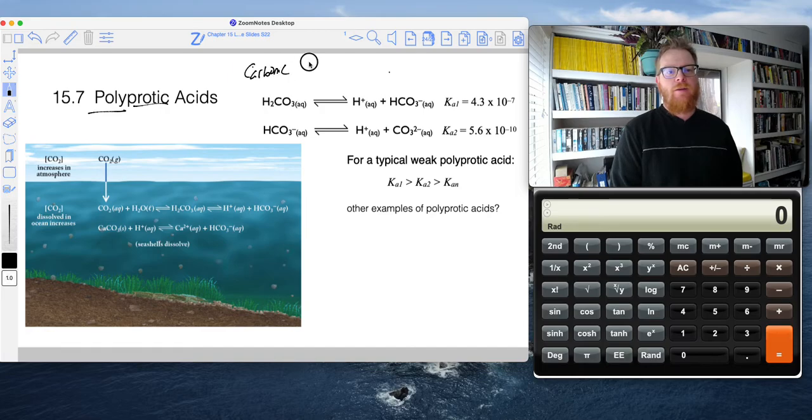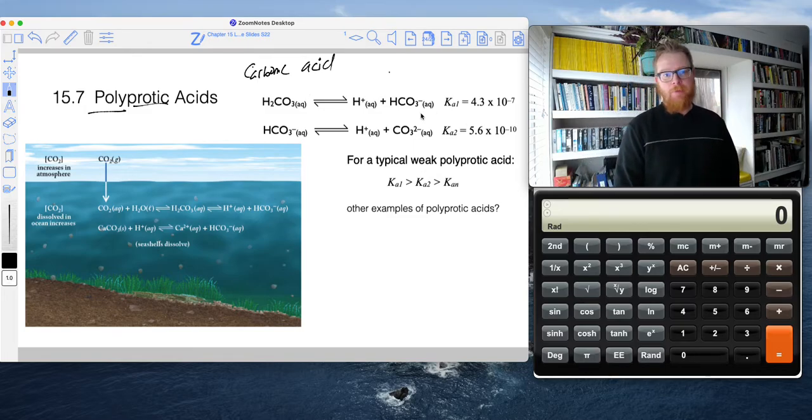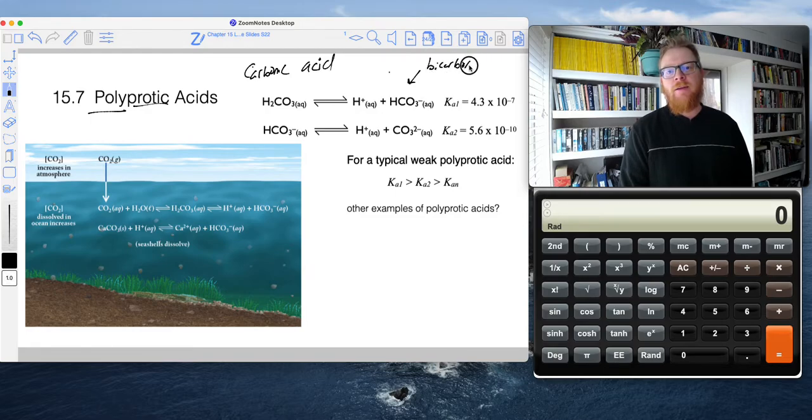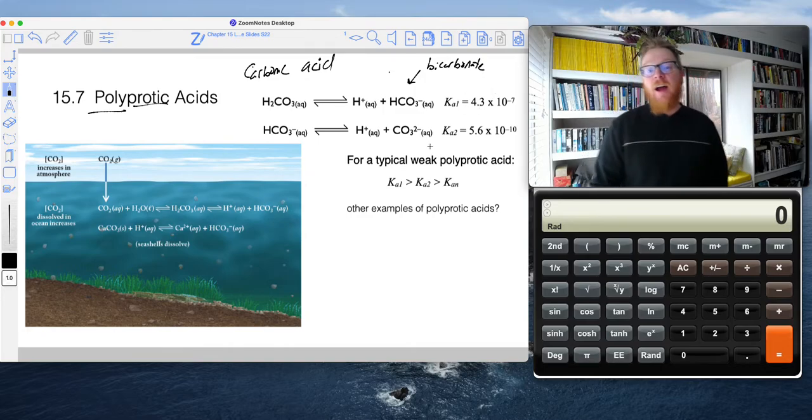And carbonic acid is a polyprotic acid as well as a weak acid. So you can see right here, it goes under its first proton dissociation to make H+ and then HCO3-, which recall that's bicarbonate. And you can see Ka, which we call Ka1 for the first proton, is pretty small at 4.3 times 10^-7. However, now notice what happens here.